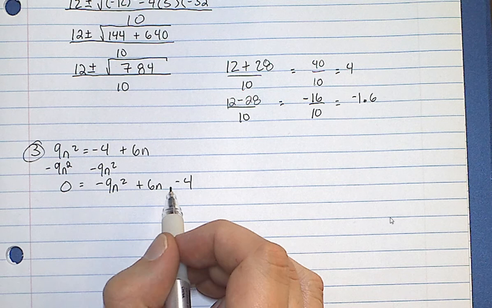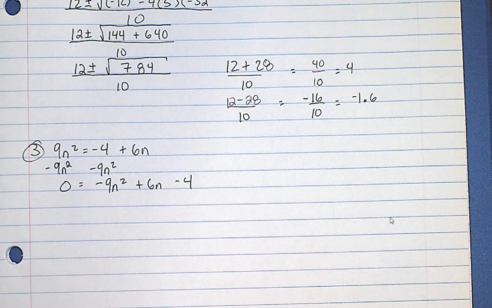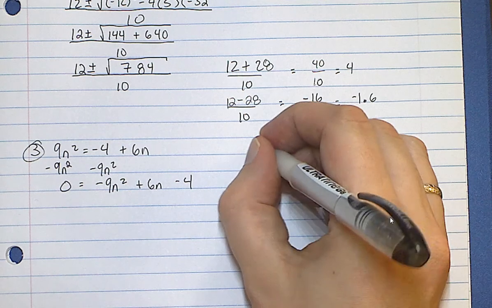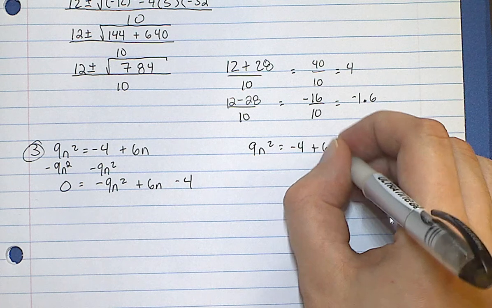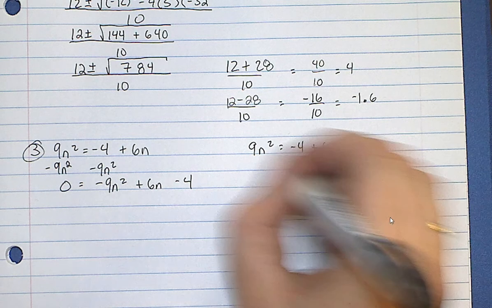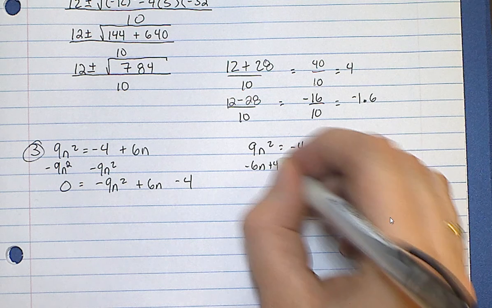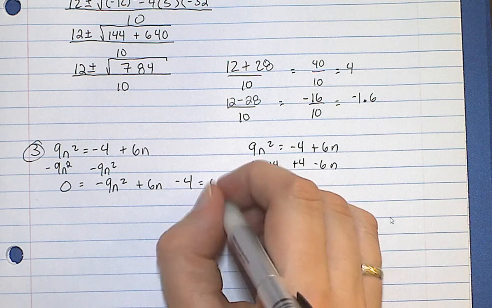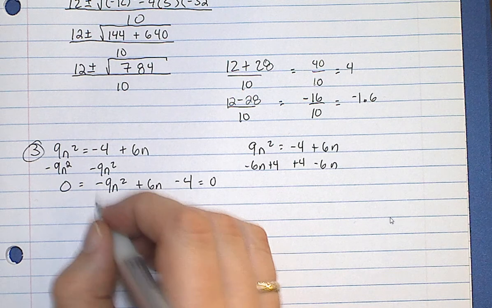Negative 9n squared. Sorry? Could you put the equal 0 on the other side? Absolutely. If you wanted to, from the beginning, Emma, you could have 9n squared equal to negative 4 plus 6n. And then you could minus 6n from both sides and add 4 to both sides. Or you could even just have this be equal to 0 like that. Okay, 0 equals 0.